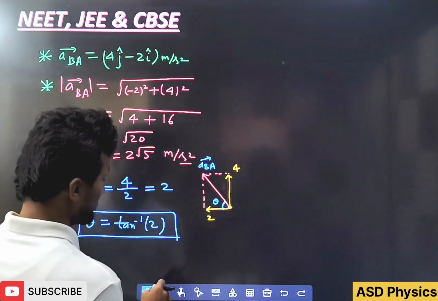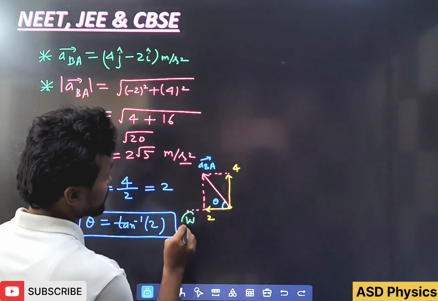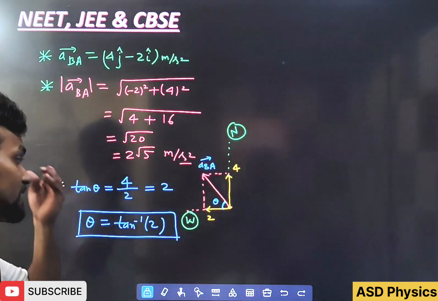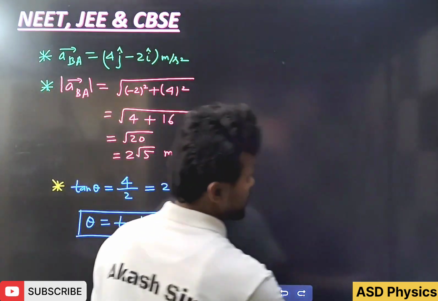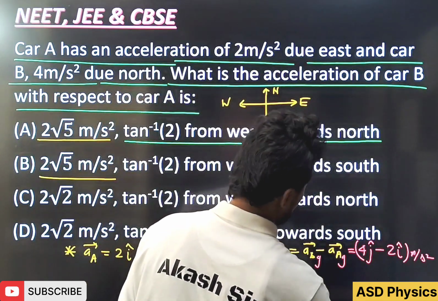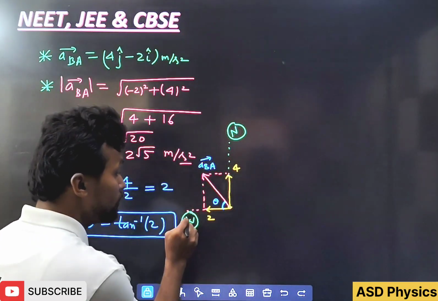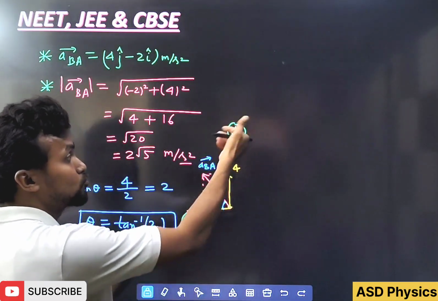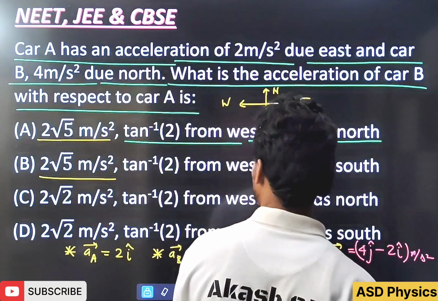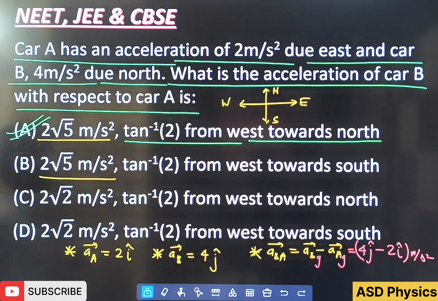But tan inverse 2, which direction? You know very well. This direction is west, and this direction is north. And how much angle is coming? Tan inverse 2. So tan inverse 2 from west towards north. So which option is correct here? The correct option is option A. Option A is the answer.